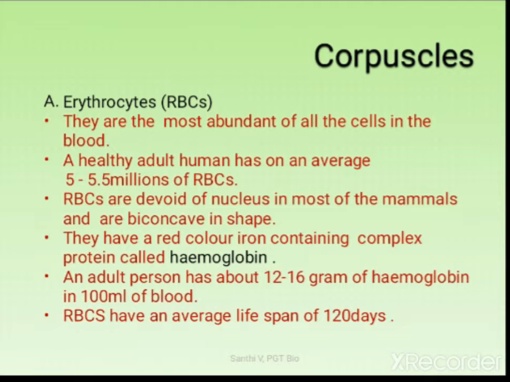When RBCs are worn out, after 120 days they are disintegrated and destroyed, and new RBCs are formed from bone marrow. They are red in color due to the presence of hemoglobin, an iron containing complex protein. It varies from person to person, but adults have about 12 to 16 grams of hemoglobin in 100 ml of blood. If the hemoglobin becomes less, or the iron content is less, it results in anemia, where hemoglobin formation won't be proper.